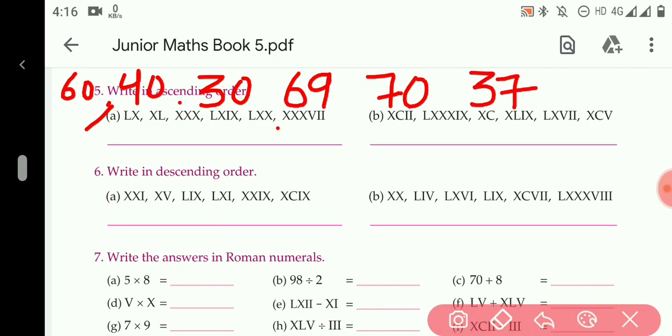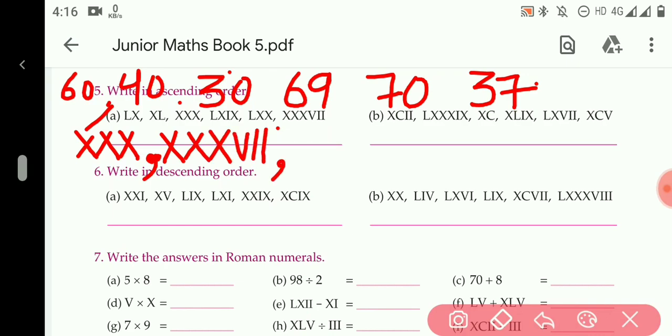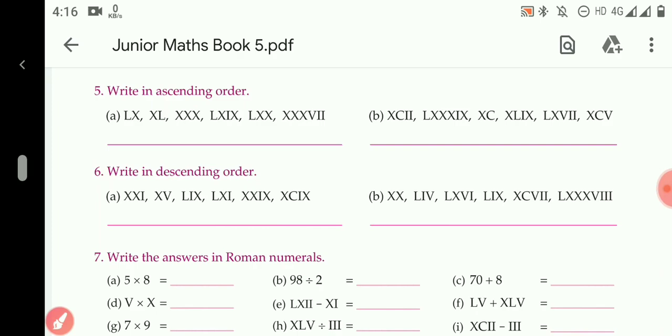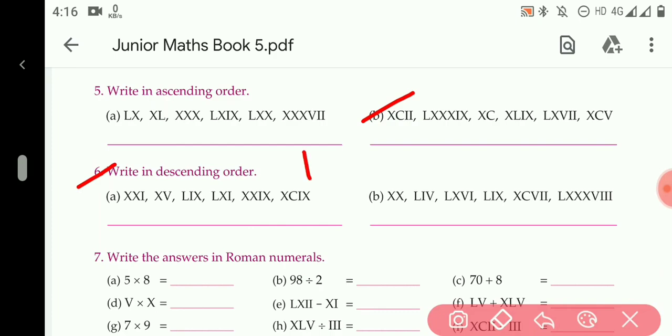So which one is the smallest? 30 is the smallest. So what will come here? XXX, then 37, XXXVII, then 40 which means XL, then 60 which means LX, then 69 which means LXIX, then 70 which means LXX. So here is the answer. In the same manner, B and 6th question will be your homework.